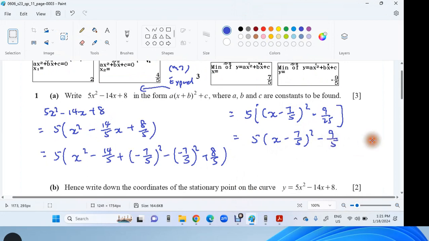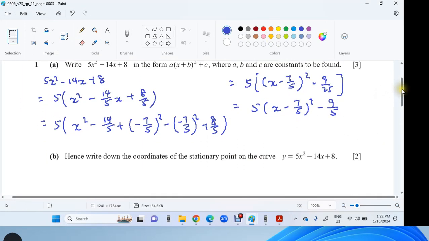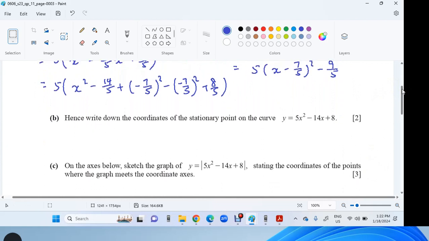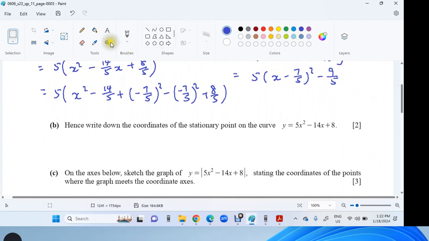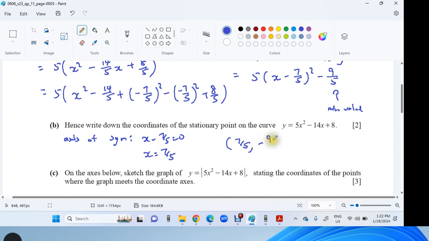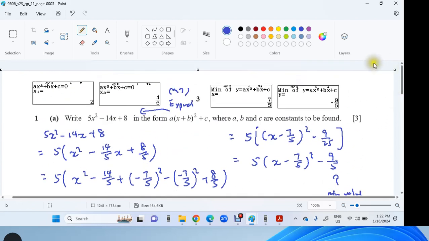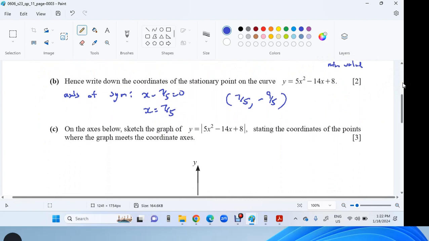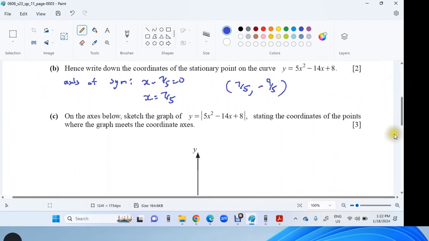Okay. So B, hence write down the coordinate of the stationary point. Okay, so for the stationary point, we have the axis of symmetry x minus 7 over 5 equal to 0. So x equal to 7 over 5. So this is the minimum value. So we have 7 over 5, negative 9 over 5 will be the stationary point.